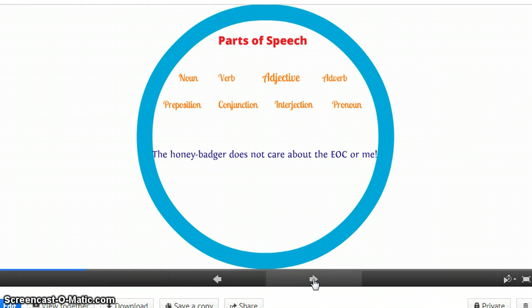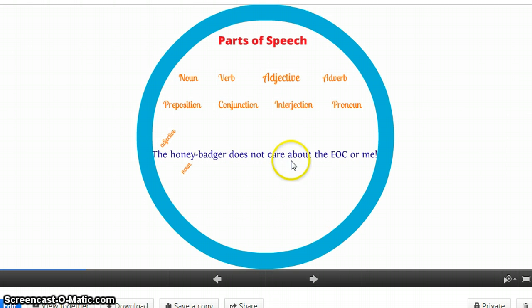So let's look at an example sentence. The honey badger does not care about the EOC or me. Let's look at the different parts of speech in this sentence. First, the is an adjective. It describes the noun honey badger. Even though you would say it's an article, it is an article, but an article is a type of adjective. So honey badger is an animal, that's a thing, so it's a noun.